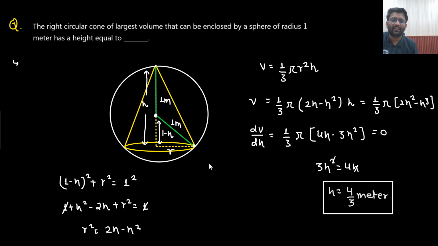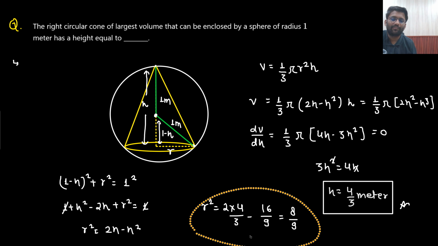If height is 4 by 3 meter, then what will be the radius? Radius also you can find out, and based on that, you can find out the volume as well. If they wanted to ask you the r square value, you can find that too: 2 into 4 by 3 minus 16 by 9, which is 24 by 9 minus 16 by 9, so it becomes 8 by 9. R square value is 8 by 9.